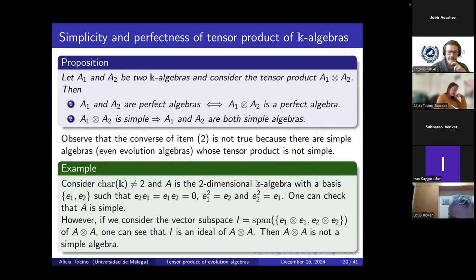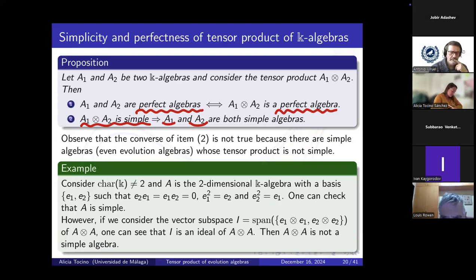In the case that both algebras are perfect, then the tensor product is also a perfect algebra, and conversely. In the case of simpleness, we don't have both implications. We only have one: if the tensor product is simple, then each of them is a simple algebra. We are going to prove that the other implication is not true.